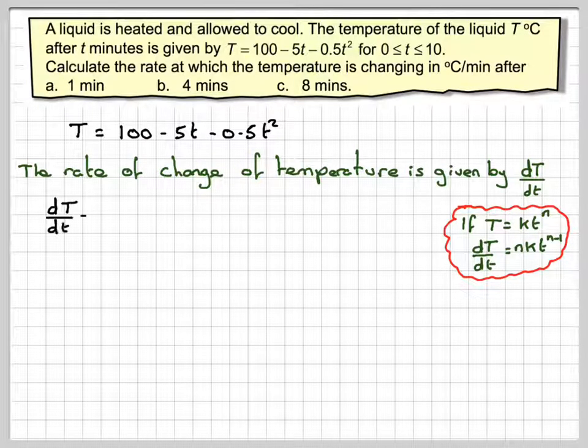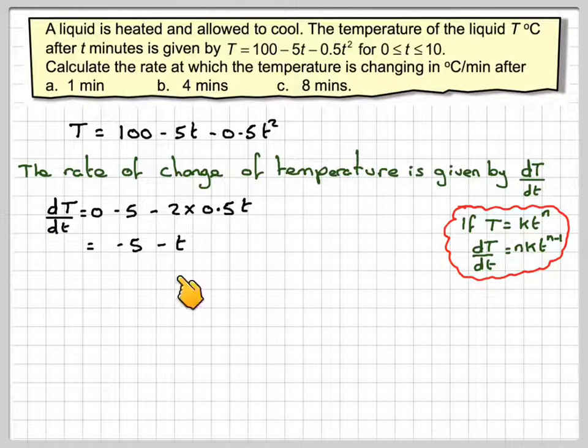So we get dT by dt is equal to, now when you differentiate 100, it's a constant. So you differentiate a constant, you get nothing. So you get 0 for that. When you differentiate minus 5t, you just get minus 5. When you differentiate this, you're going to bring down minus 2 times 0.5 times t. And that gives me minus 5, minus 2 times 0.5 is 1, so minus 1t. We don't write the 1 in.